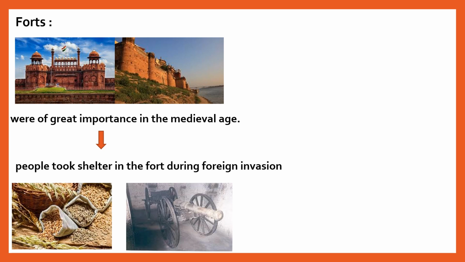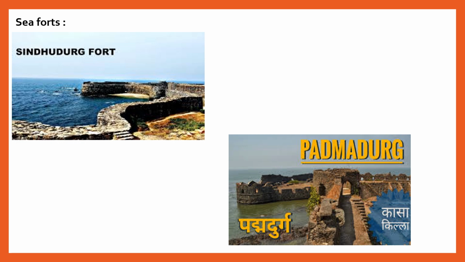Forts were of great importance in the medieval age. Possessing a fort made it possible to keep an eye on the surrounding area, because if there was a foreign invasion, then it would be possible to protect the people, as they would then take shelter in these forts. Not only that, a stock of food grains, war materials, and ammunitions could also be stored in the forts during the wartime. The Sindhudurg fort and the Padmadurg fort are great examples of the forts possessed by Maharaj.